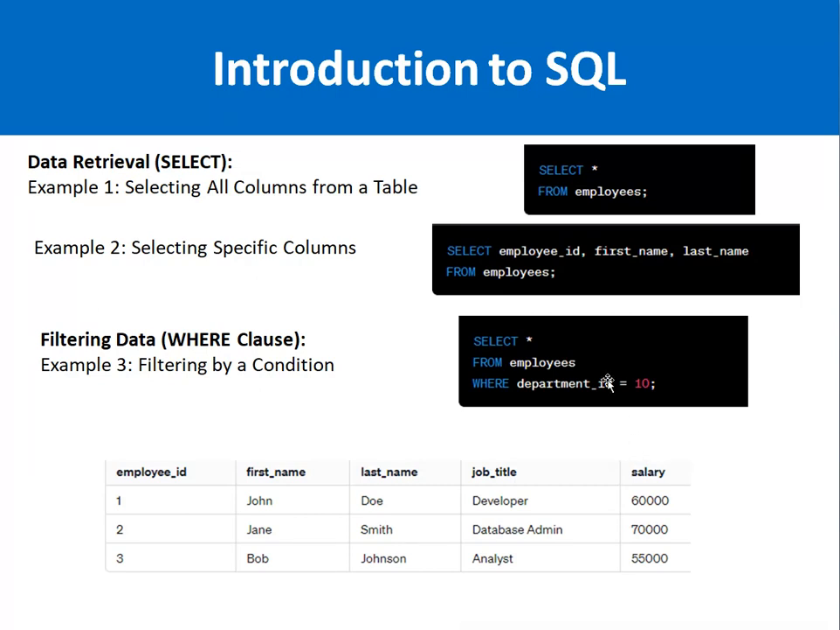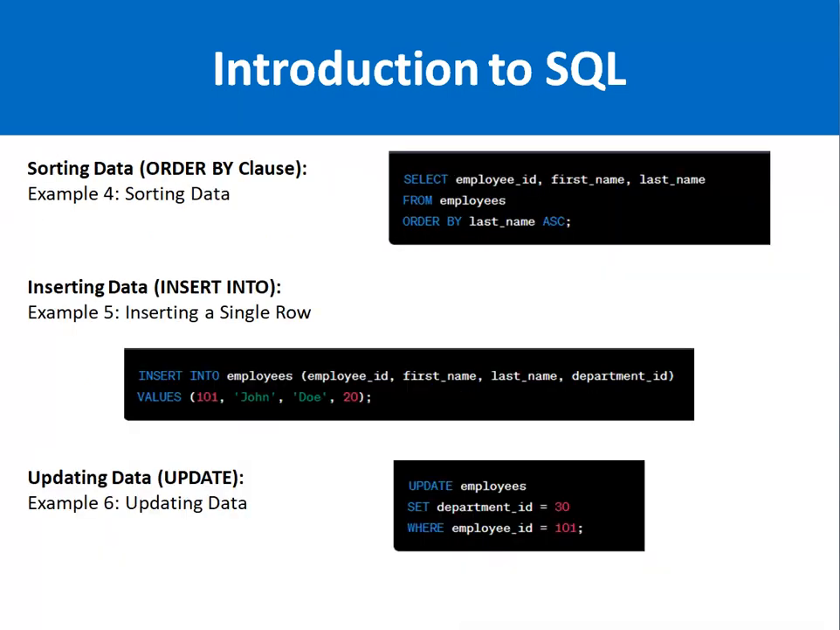If you want to filter the data, you can write select star from employees, where employees is the table name, where department ID is equal to 10. If you have a column of department ID, you can filter the data where the department ID is equal to 10. In that way you can filter the data as per your requirement.